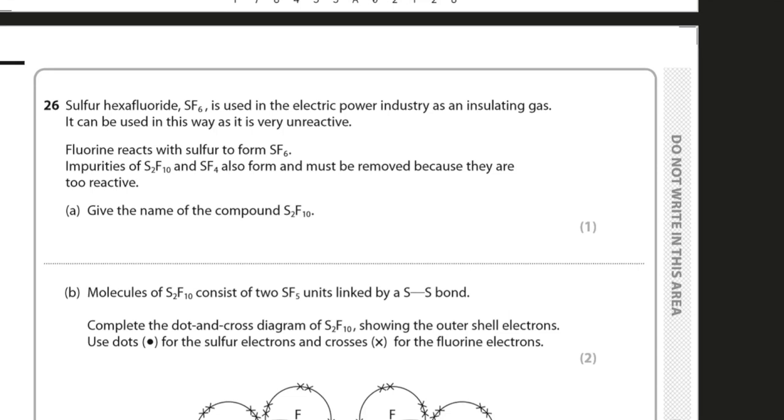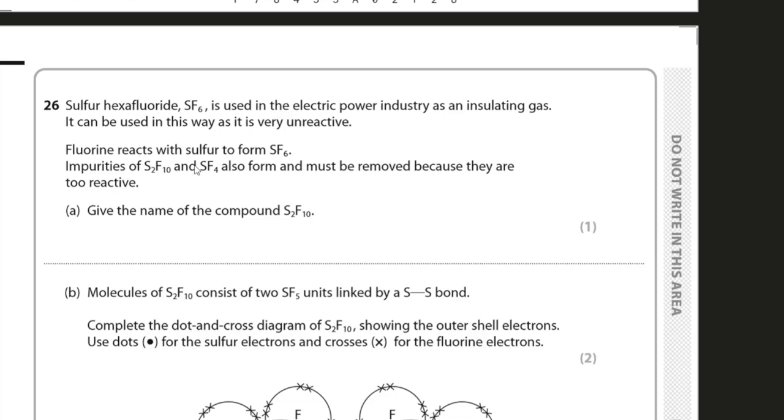Okay, moving on. Sulfur hexafluoride, SF6, is used in the electric power industry as an insulating gas. It can be used in this way as it is very unreactive. Now, fluorine reacts with sulfur to form SF6. Impurities of S2F10 and SF4 also form and must be removed because they are too reactive.